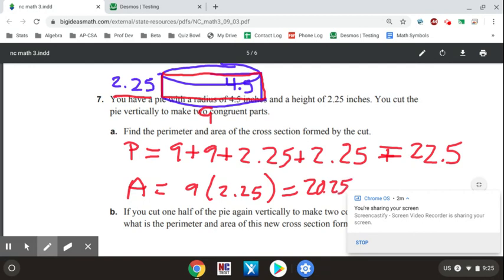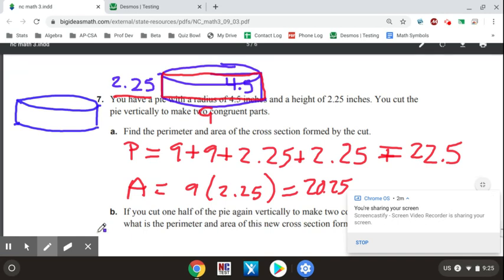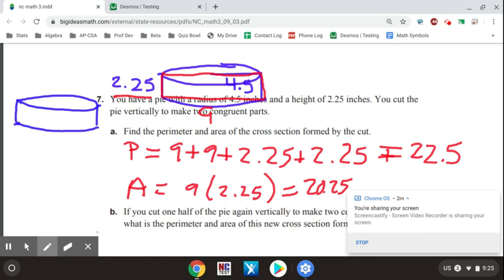Now, on the bottom, it's saying I'm going to take the same pie. So just to be able to have a nice clean thing, I'm going to try to redraw my pie again over here. And in this case, it says that it's going to basically slice the pie differently. It says I'm going to take the half of a pie that I had and I'm going to slice it again vertically to get a cross section.